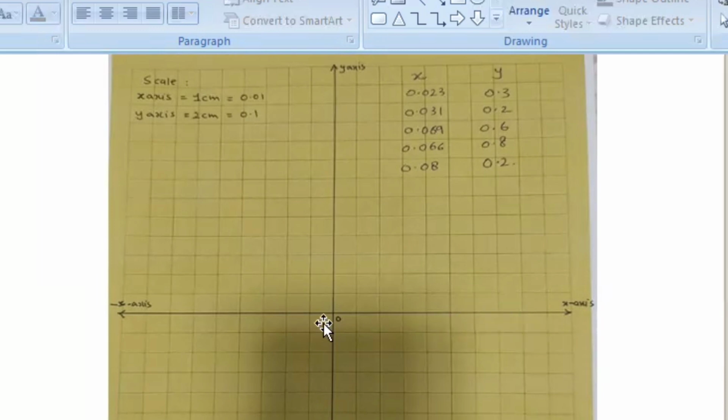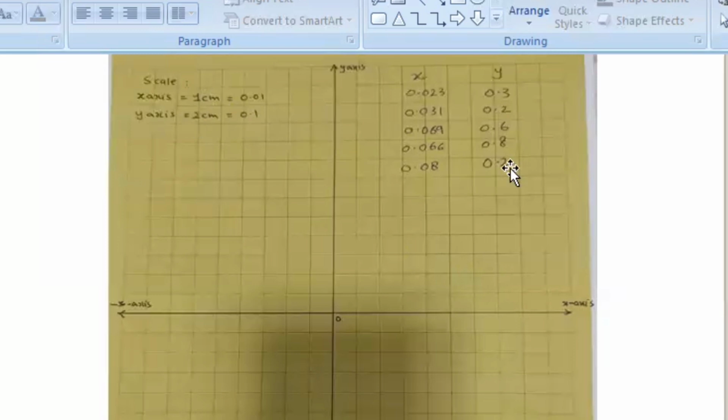If they are not giving any scale and I select 2 centimeters for every 0.01 unit, then we get 0.01, 0.02, 0.03, 0.04, and 0.05, and it stops at 0.05, but our value is still 0.08. So we cannot take 2 centimeters for every 0.01 unit.